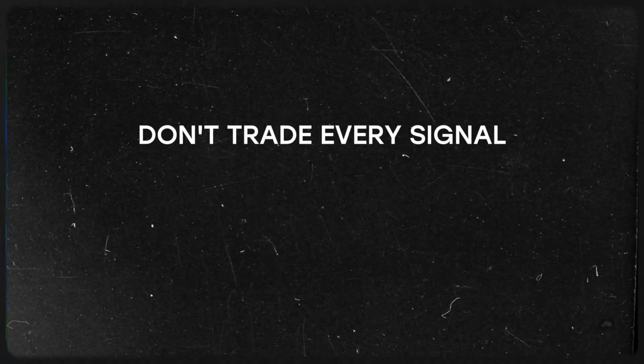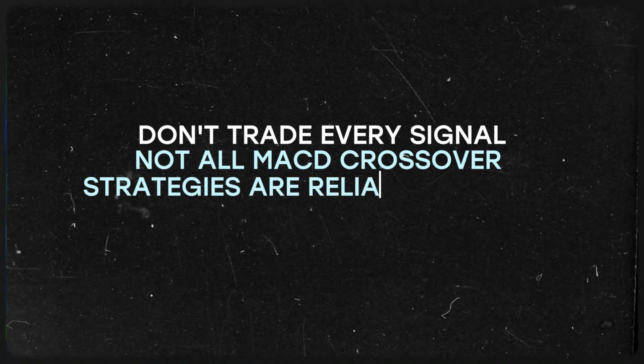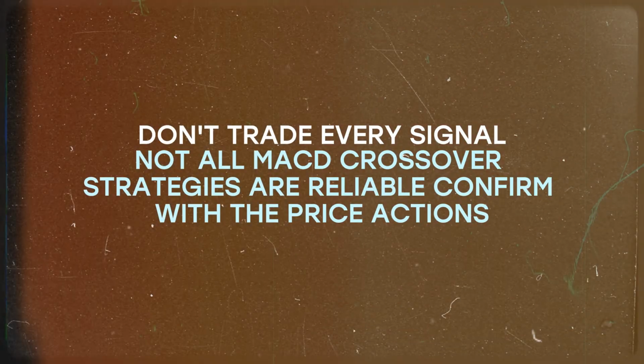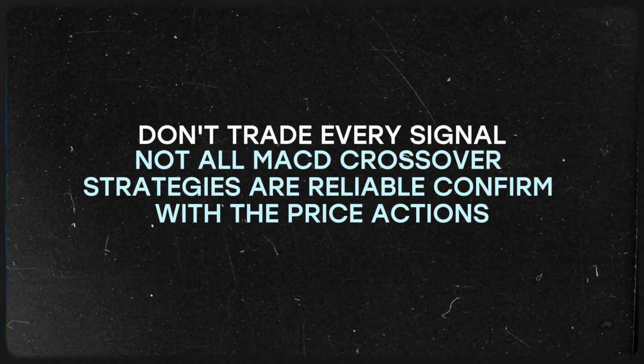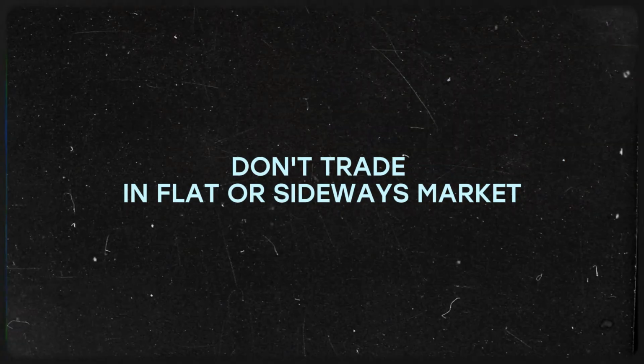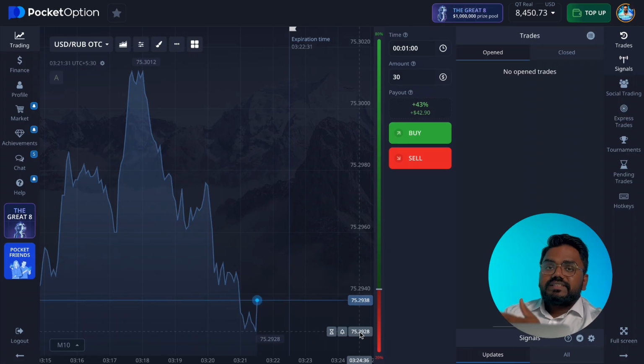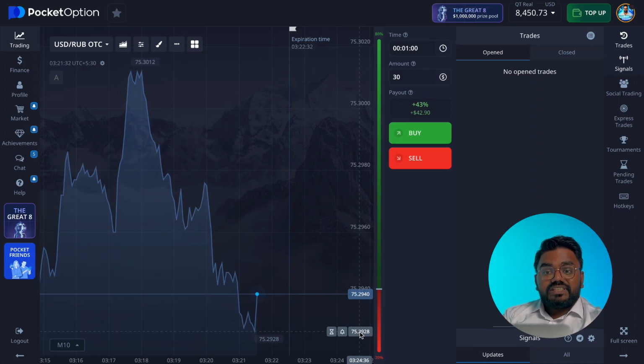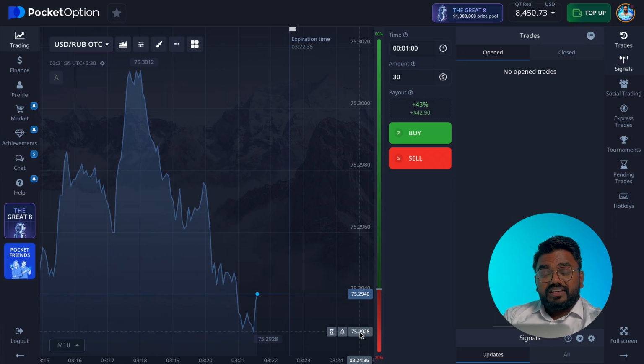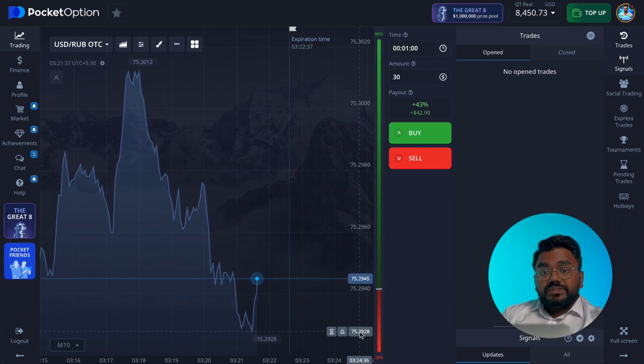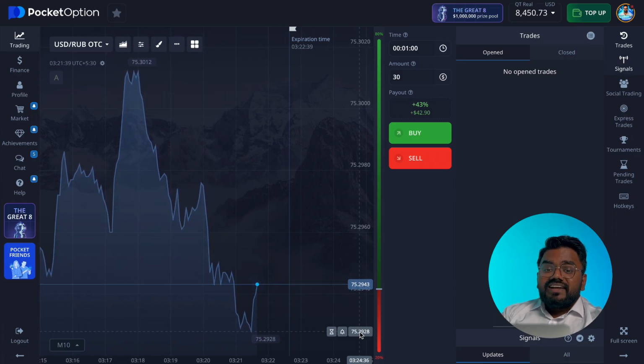So don't trade every signal, guys. Not all MACD crossover strategies are reliable, so confirm with price action. Second, don't trade in a flat or sideways market. The MACD strategy gives false signals when the market is not moving clearly, so make sure you are not overtrading.